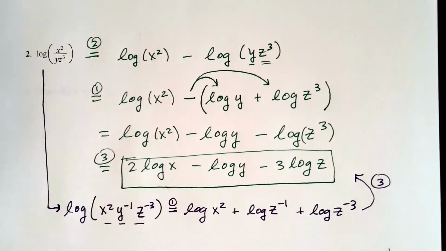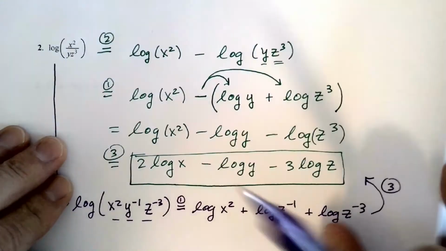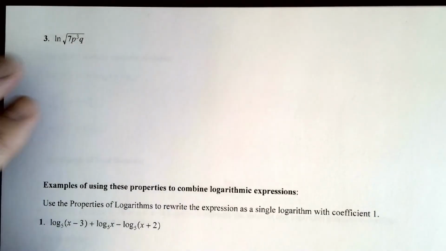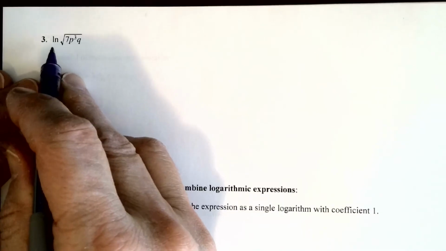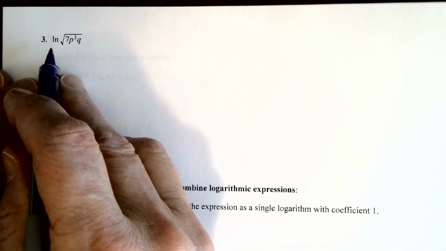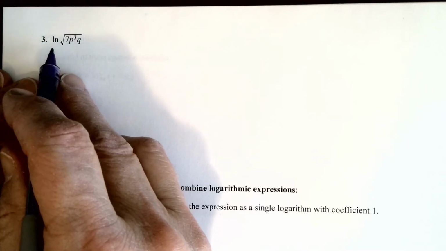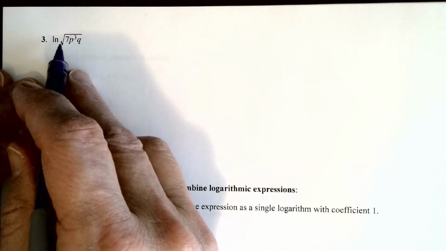Okay, let's try one more. Now this one looks a little different. A couple things. First of all, ln. What's ln? That's log base what? What's the base in that case? E, right? Hope you're saying E. Log base E. Now, log base E square root.